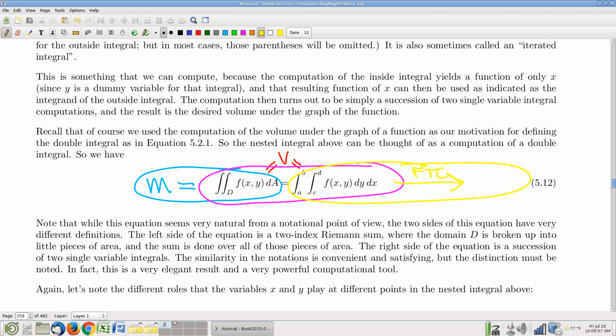So there's going to be kind of a three-step process in all the applications that we're going to do, I'll loosely say, with double integrals. First, make your accumulation argument and write down your double integral. Next, rewrite the double integral as a nested or iterated integral. Third, compute the nested or iterated integral. Okay, so that's the strategy.